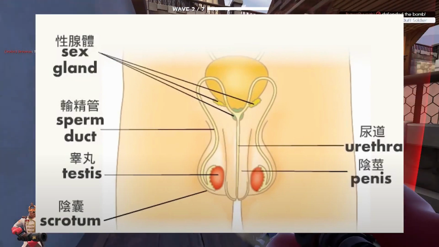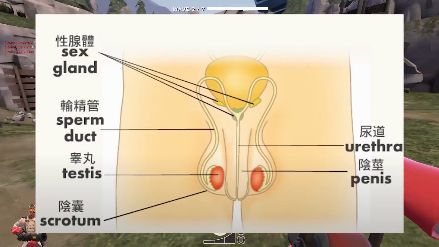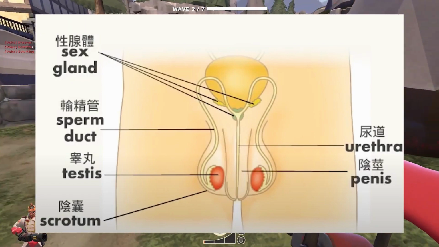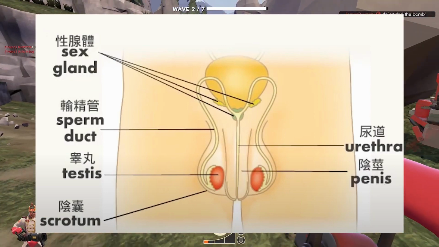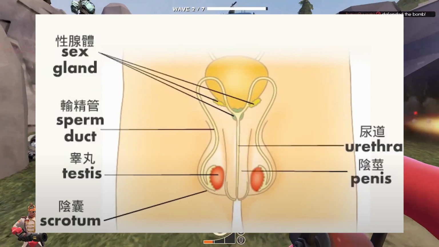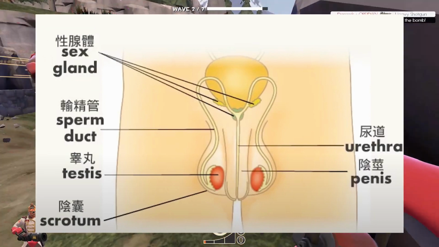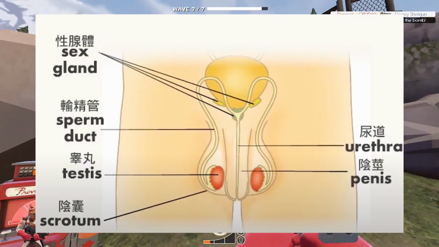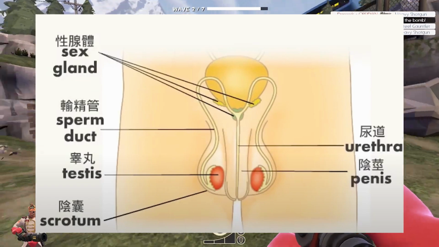Then, when the sperms travel up the sperm duct to the urethra, they are mixed with the fluid from the sex glands. The fluid contains nutrients that keep the sperm alive. The sperms and the fluid mix together to form semen. The semen flows through the urethra to the tip of the penis, where it is passed out of the body.